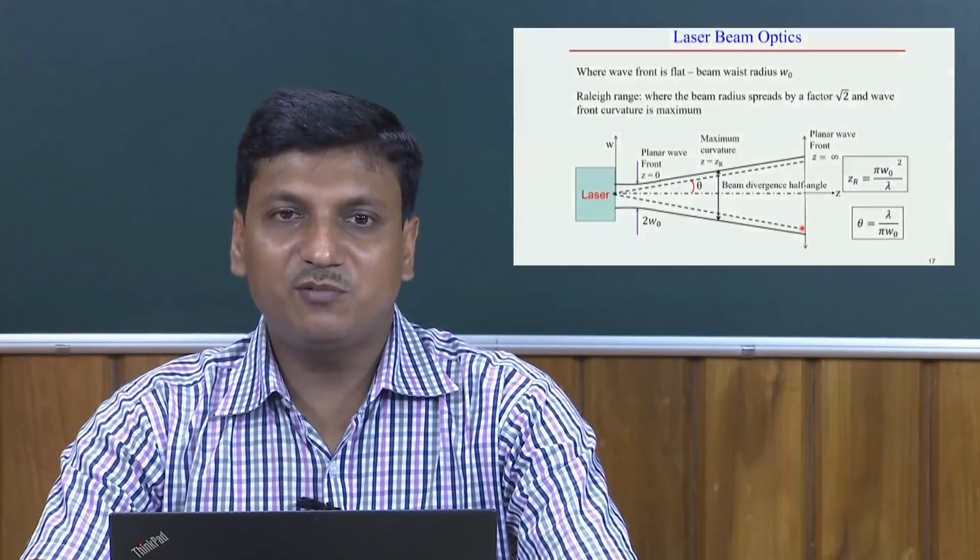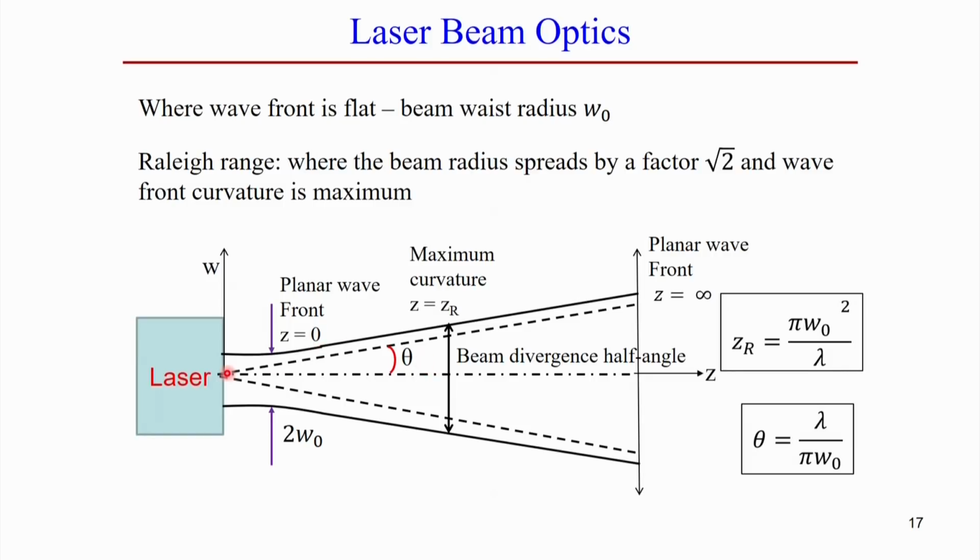Now, if you look further into laser beam optics, this is the laser source and it is diverging, but the laser source is not a point source, it has a sub diameter. A planar wave front can be created at a specific diameter, that is 2 w 0, where the beam wave front is flat, and that is called the beam waist radius equal to w 0. So, here it is w 0, and the Rayleigh range is where the beam radius spreads by a factor of √2 and the wave front curvature is the maximum. In this zone the wave front is almost flat, but here the wave front curvature is the maximum.